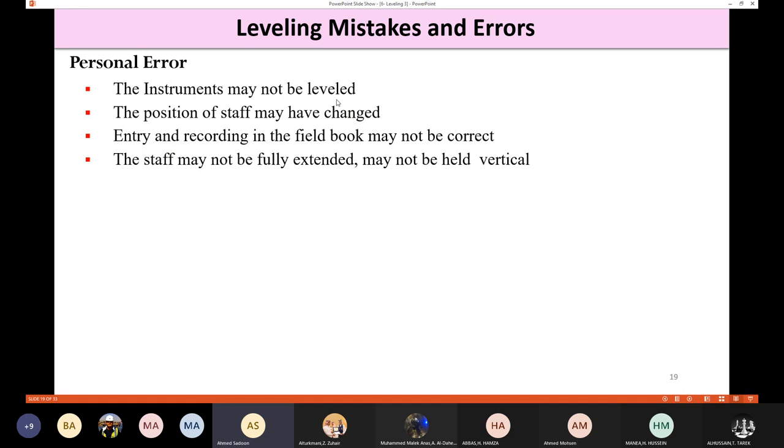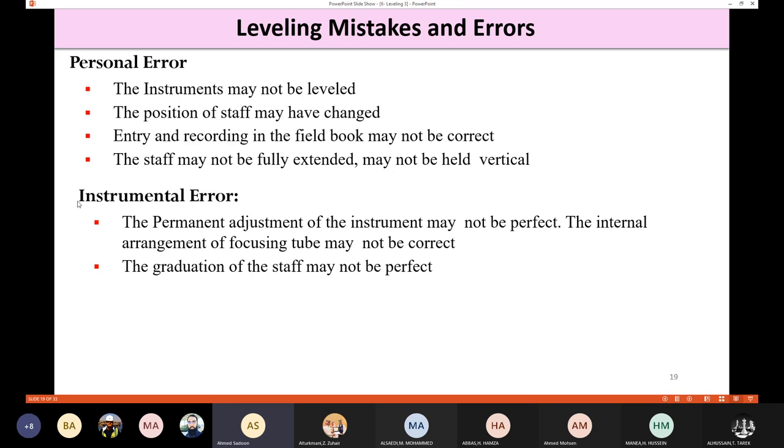The instrument may not be leveled. Remember, when we deal with the level instrument, we make sure that the line of sight is completely horizontal. So sometimes if you make a mistake, then you are going to have error. Also, the position of a staff may have changed. The person who holds the staff may change the point. Also, the entry and recording in the field book may not be correct. Some people make a mistake in writing and recording the field book. Also, the staff may not be fully extended and may not be held vertical, okay? That is also going to create errors. We call this personal error.